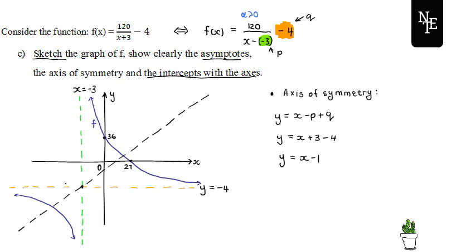Okay, and there is the sketch of this first axis of symmetry, right? It has a y-intercept at negative 1 and an x-intercept at 1. This is the equation y equals x minus 1, and this is an axis of symmetry.